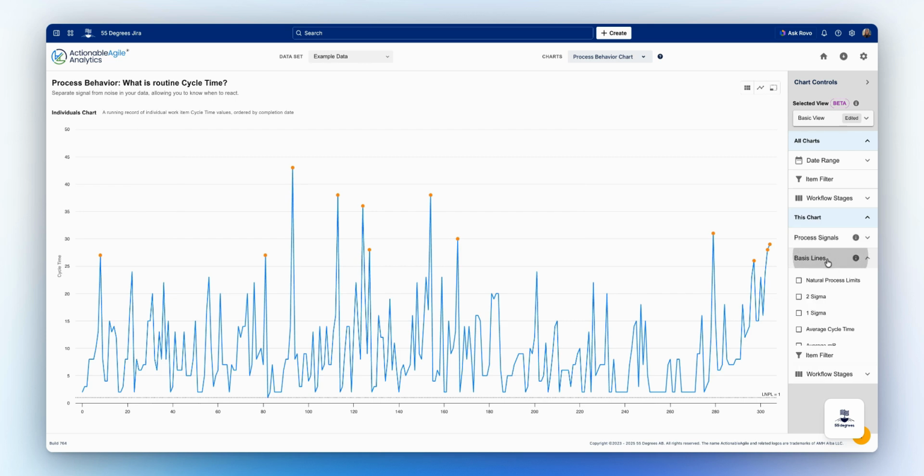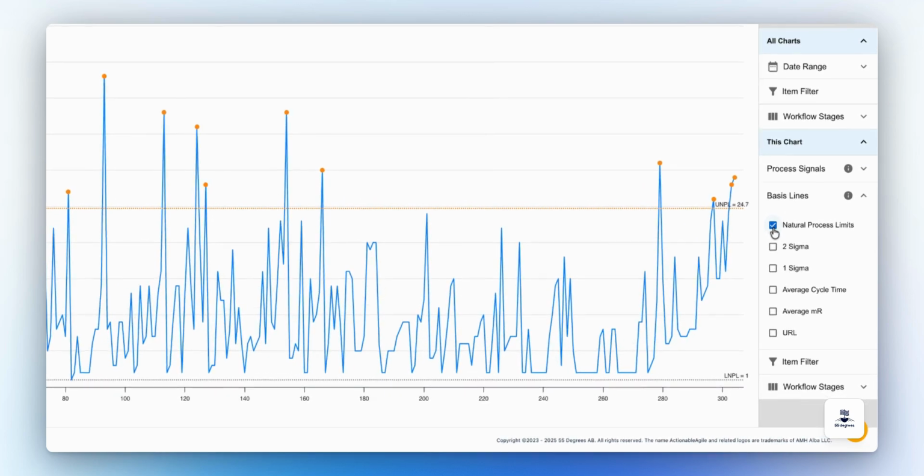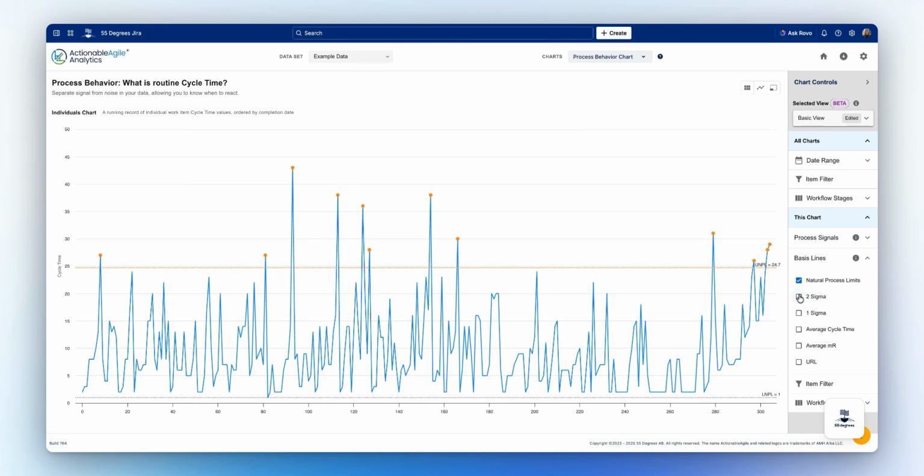Basis lines are another feature that aid the identification of process changes, whether big or small, by visualizing calculations from your natural process limits. As mentioned previously, these limits are calculated from the moving range chart. Our first basis line is titled Natural Process Limits, or the 3 sigma line. These are the upper and lower boundaries of the natural variation in your process. These calculated boundaries are like a natural range for your process.